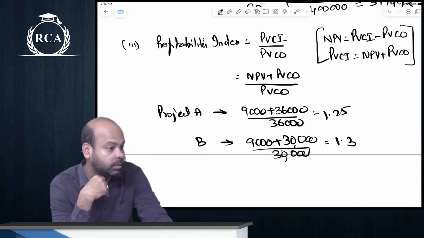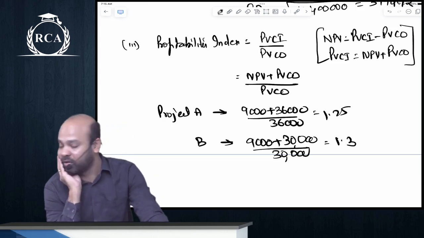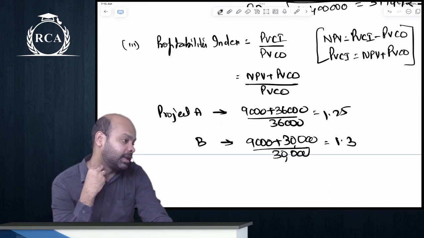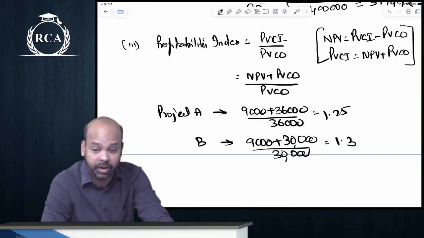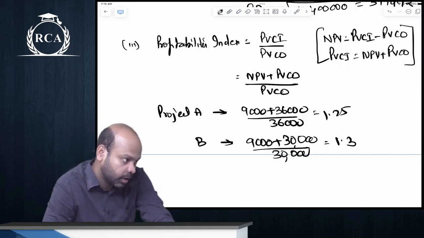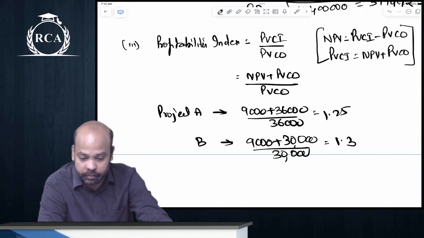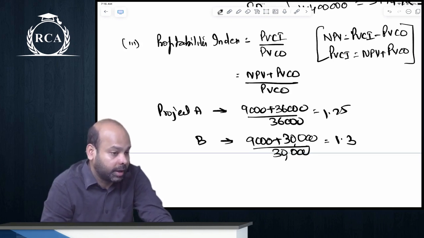Any doubts? Which project will you recommend, guys? State with reasons. In terms of every factor, guys, project B is better. If you look at the initial investment beta, it is less. Expected NPV is same. Standard deviation is less. Your profitability index is higher. All of you finish off this profitability index part.